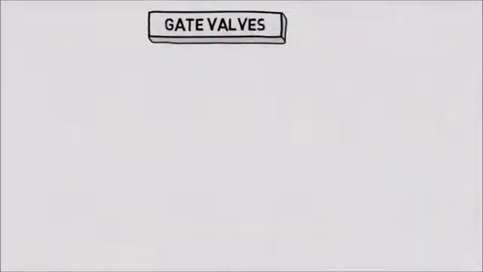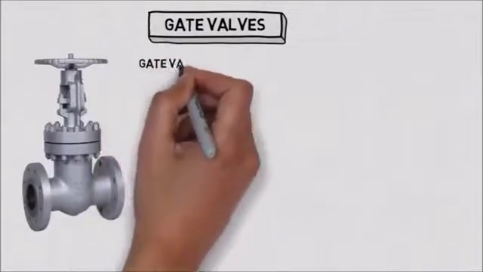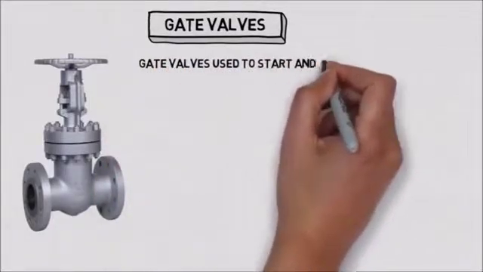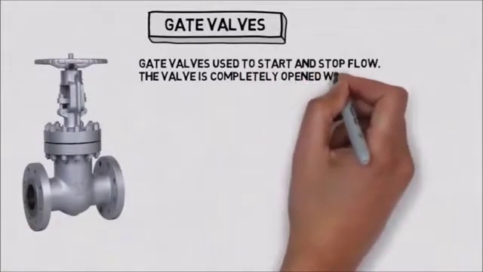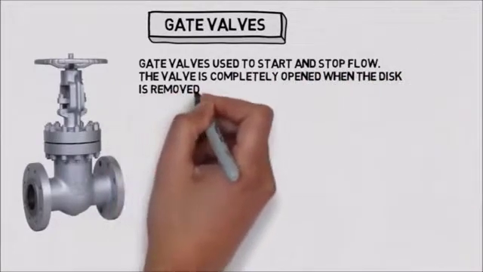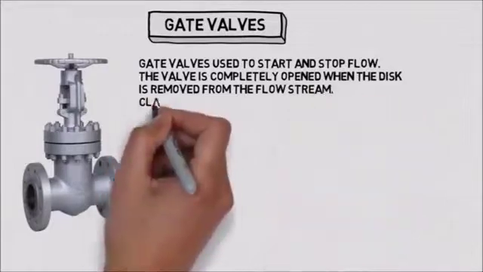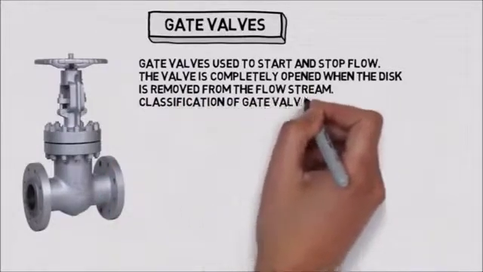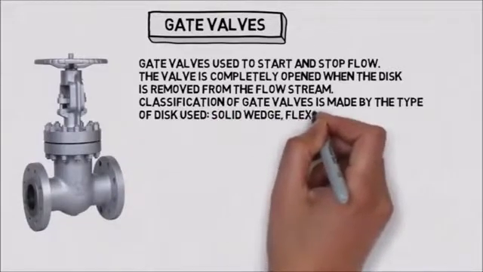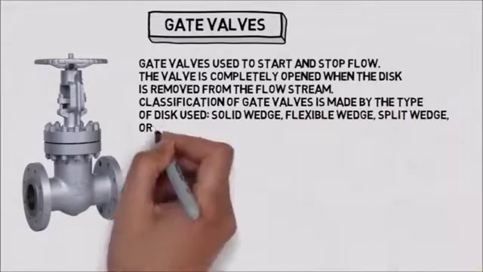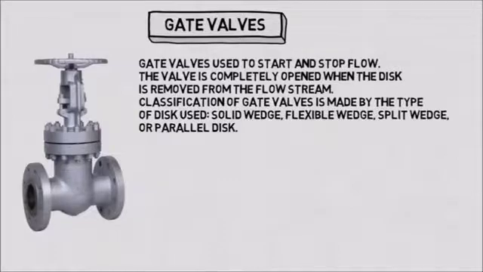Gate valves. Gate valves are used to start and stop flow. The valve is completely opened when the disc is removed from the flow stream. Classification of gate valves is made by the type of disc used: solid wedge, flexible wedge, split wedge, or parallel disc.